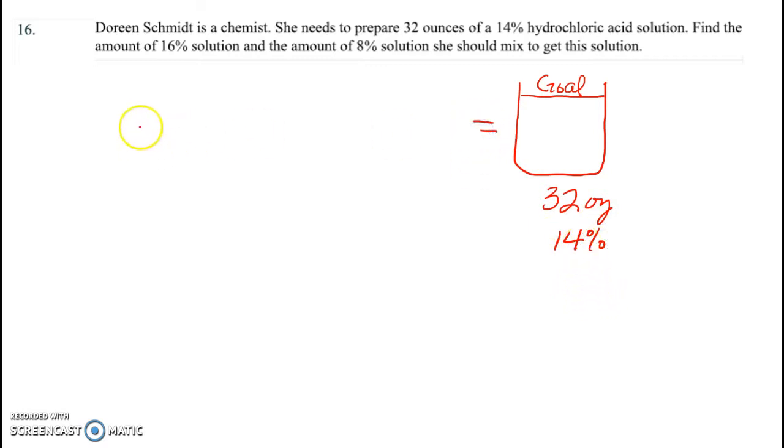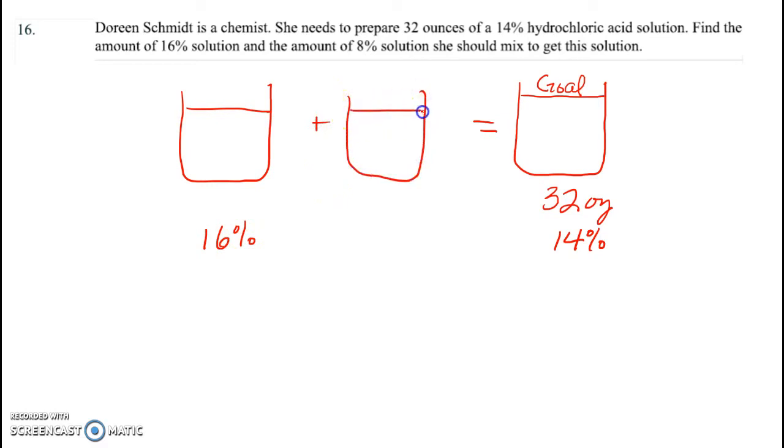What she has is a 16% solution. This one's 16% hydrochloric acid. And she has another beaker that has an 8% solution in it. We're going to add those together and try to get this 32 ounces of a 14% solution. The question is, find the amount of the 16% and of the 8% that she should mix together. So the amounts are what we don't know. I'm going to let X be the amount of this solution and Y equal the amount of this solution. When I add those together, it should equal the 32 ounces.